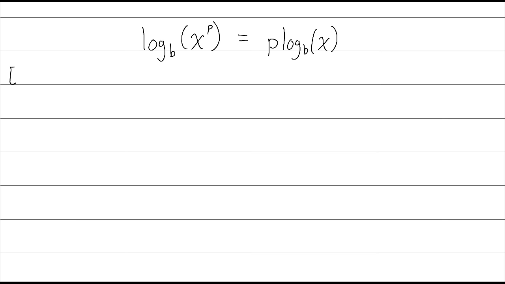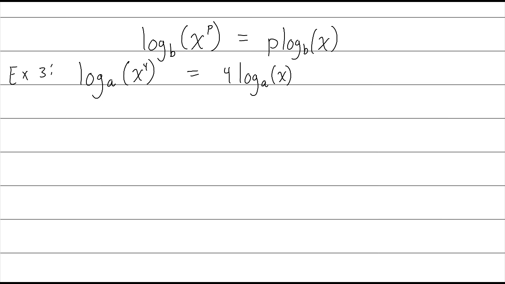So how does that look? Well, you might have something like log base a of x to the fourth power, and you want to write that in a more simplified form, at least in terms of exponents. So you could do that as 4 times log base a of x. Okay, that's a little bit easier to work with sometimes.